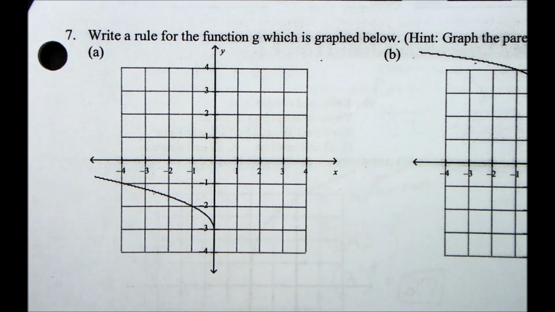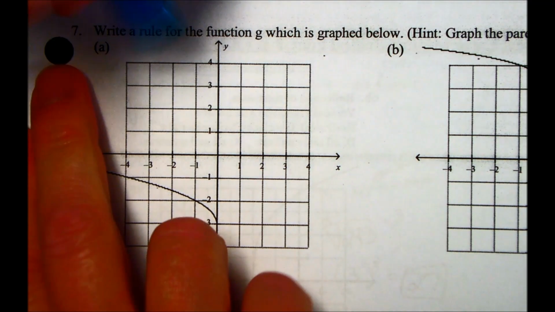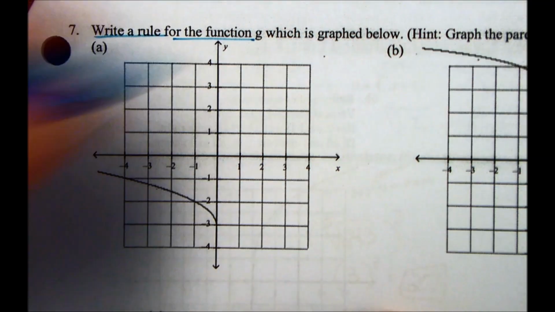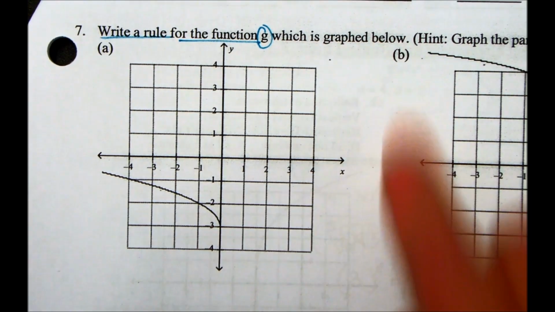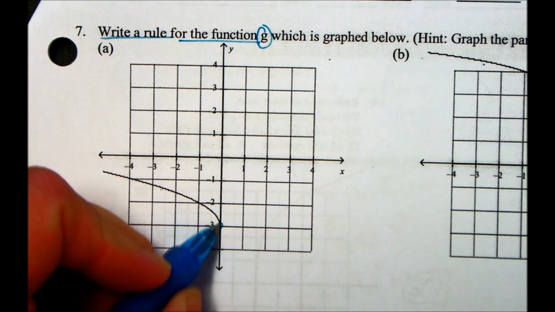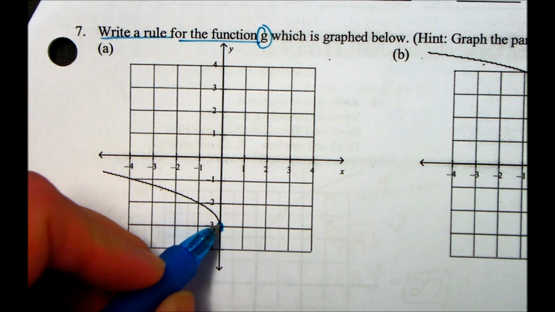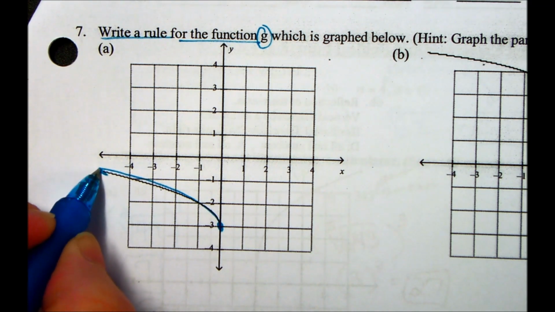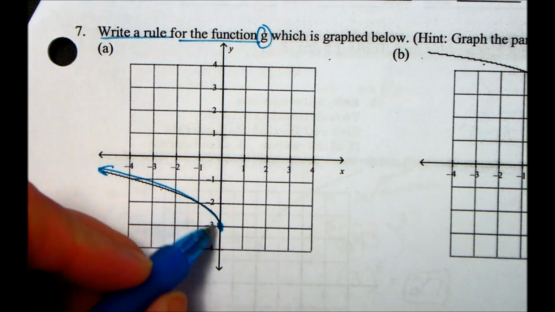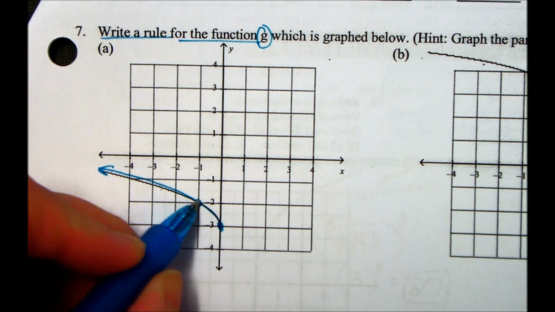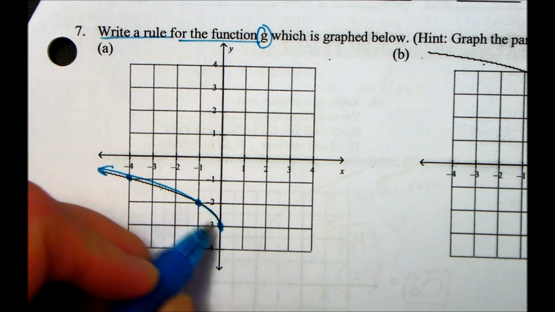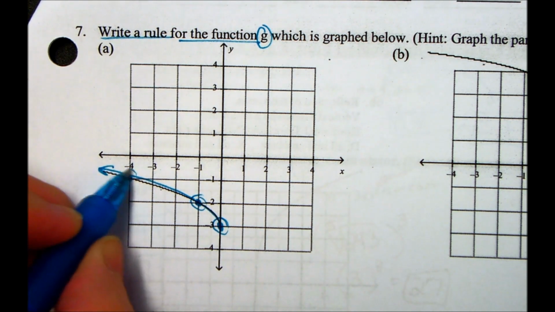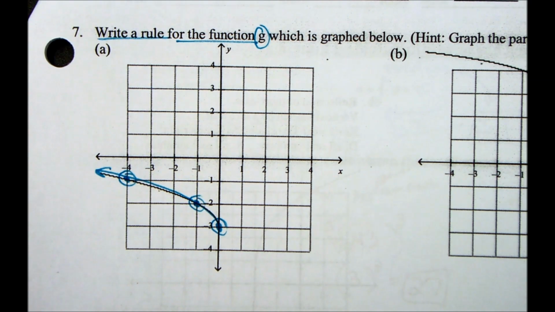All right, so here in number 7, instead of having you graph, you're given the graph and you have to write the rule for the function, and we're calling it g, which is graphed below. So this is our starting point. You can see that's going to the left, and if we try to identify a few other good points, looks like this one, and that one are pretty good points there.